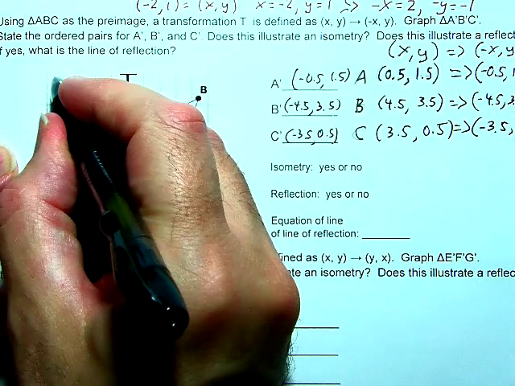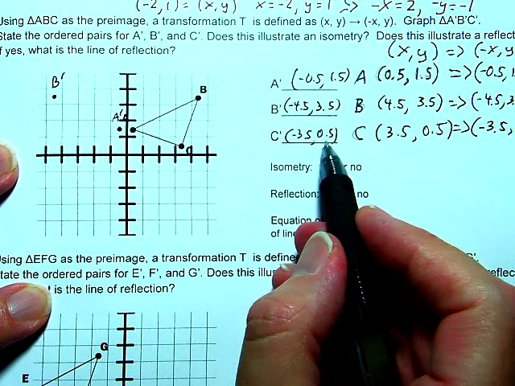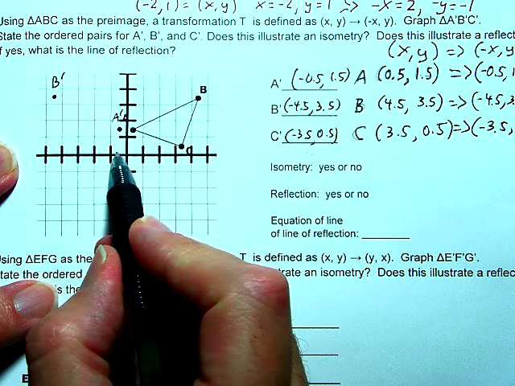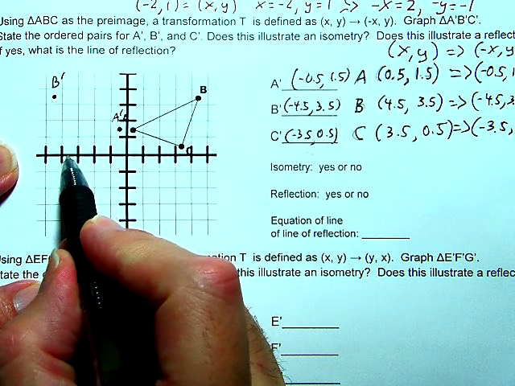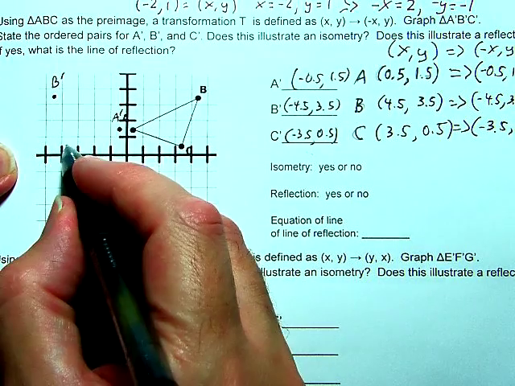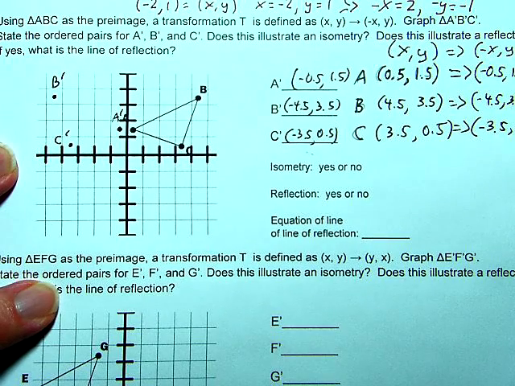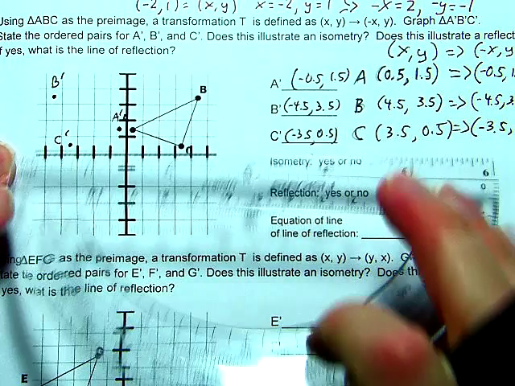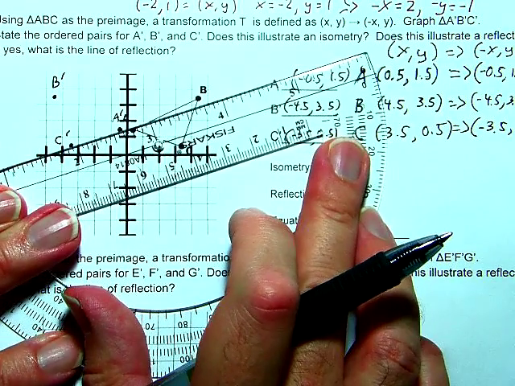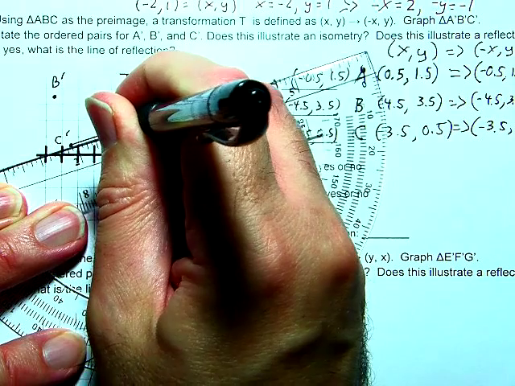This is B prime. And then C prime should be negative 3.5, 0.5. So let's count on the x, negative 3.5. 1, 2, 3.5. And then 0.5 up would put it right over there. This would be C prime. Let's go ahead and join the points to create the sides of the triangle, the image of the pre-image.